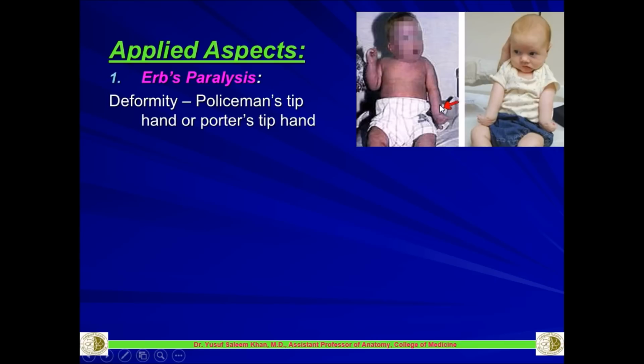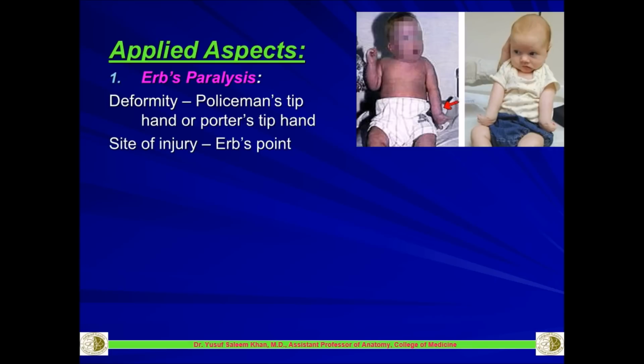the upper limb is totally medially rotated and the palm is facing backwards. And here in this case it is bilateral, in both the upper limbs. So the upper limbs are medially rotated and the palms are facing backwards. So this position is called the policeman's tip hand, or it is also called the porter's tip hand.